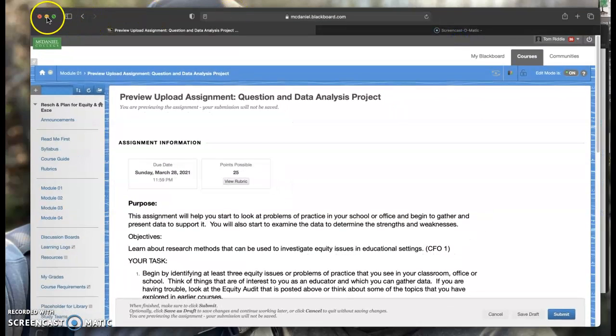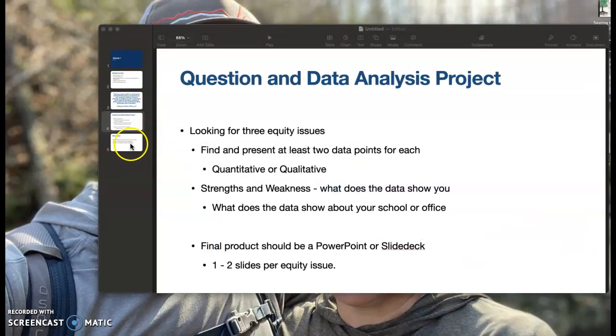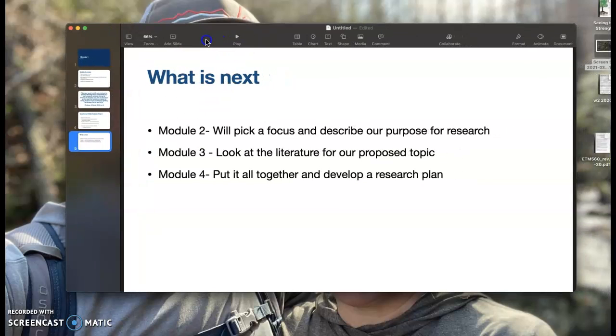So let's take one more quick second to look at what's next. In this first module, we'll pick 3 topics. In our next module, Module 2, we'll narrow that focus down from one of your 3 topics to one single one that we're going to focus on throughout the rest of the course. So we'll pick our focus and then we'll begin to describe the purpose for our research. You'll do that in a memo to your principal.